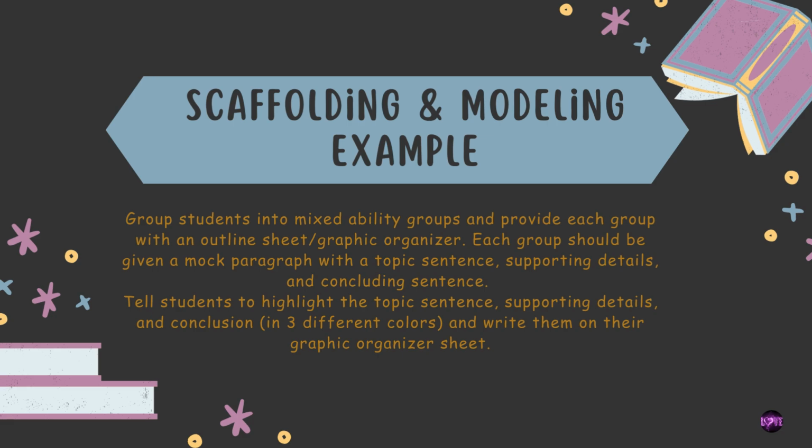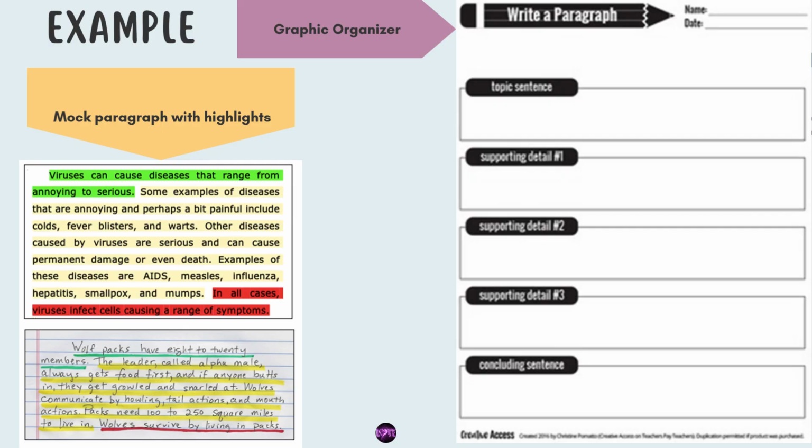Just reiterating what I just said about the scaffolding and modeling, but this is an example. So, I think that students should be grouped into mixed ability groups, and provide each group with an outline sheet or a graphic organizer. Each group should be given a mock paragraph with a topic sentence, supporting details, and concluding sentence. So, teachers should tell students to highlight the topic sentence, supporting details, and conclusion in 3 different colors, and then write them on their graphic organizer sheet in the correct area.